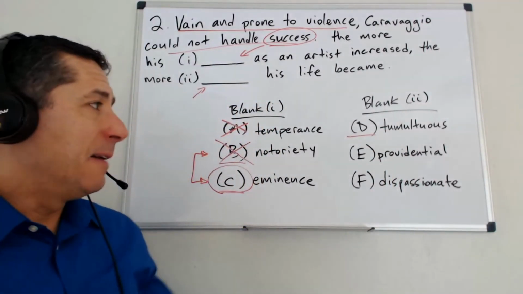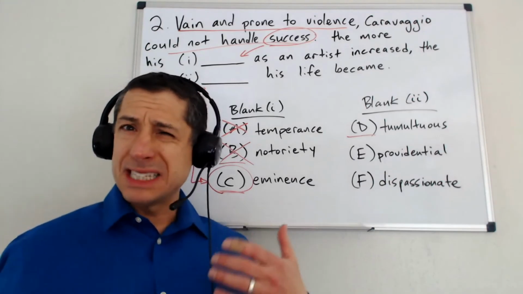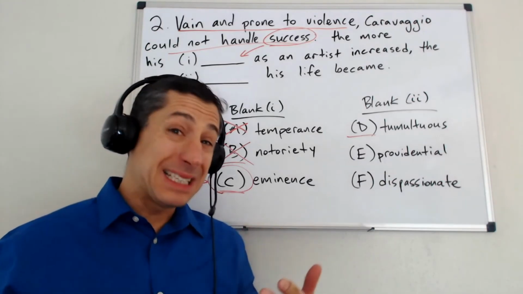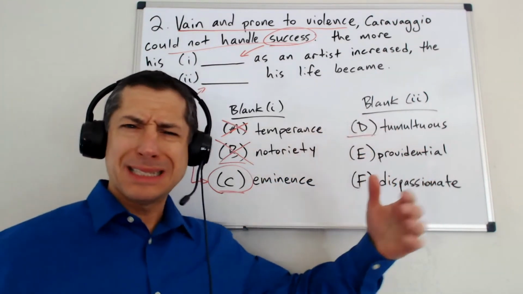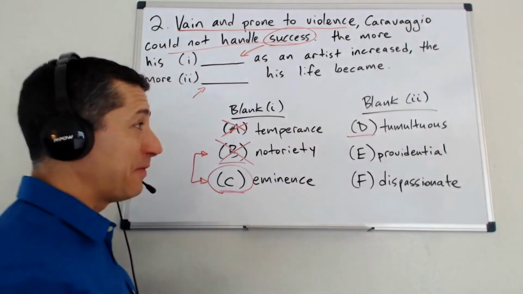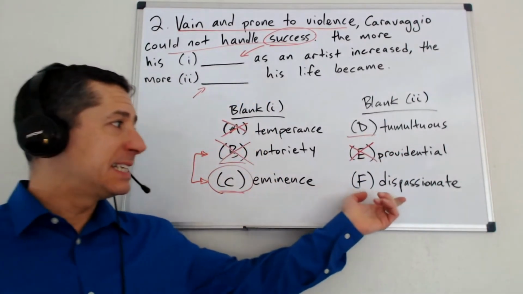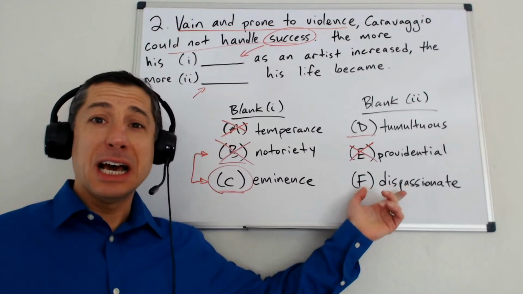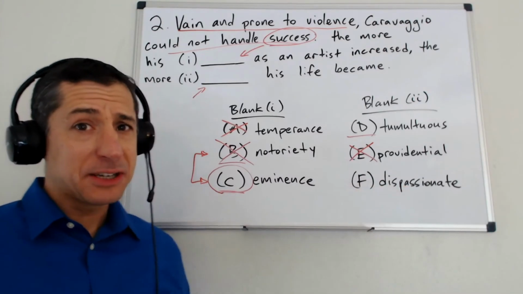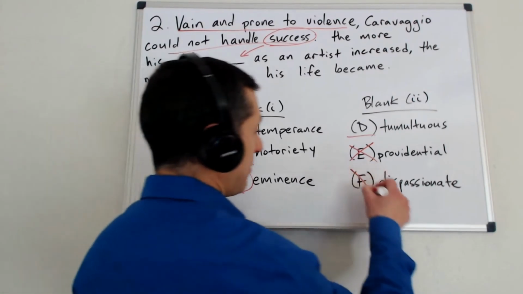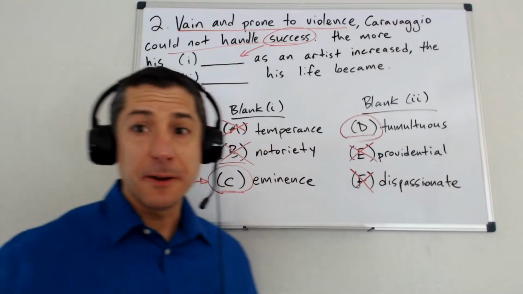Providential. Again, no shame at all if that's not a word you're familiar with. When we talk about providence, often it's divine. It might be luck. Divine blessing is often more likely. So the more his life was filled with divine blessings, that makes no sense. He's vain and prone to violence. So E is out, not supported at all by the sentence. Dispassionate, certainly not. If you're vain, prone to violence, and an artist, you probably are pretty passionate for better or worse. So F makes no sense. And C and D are our answers here.